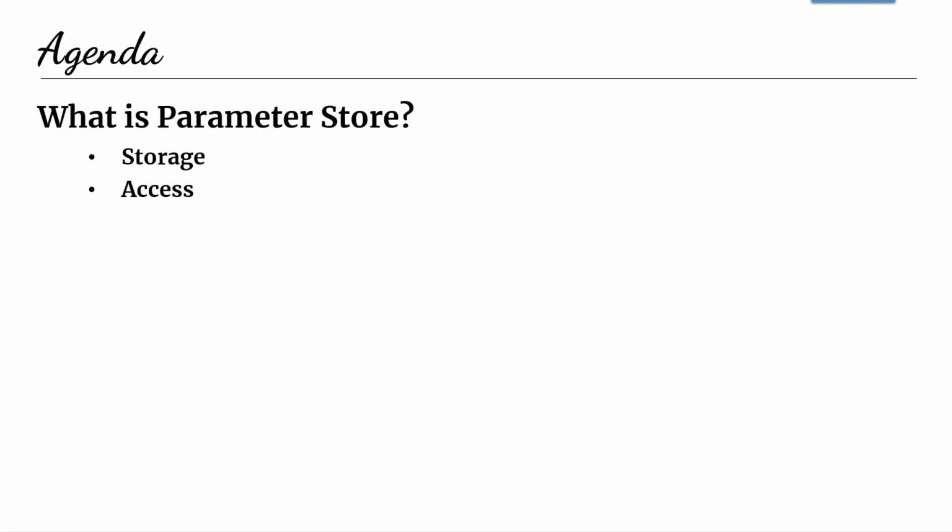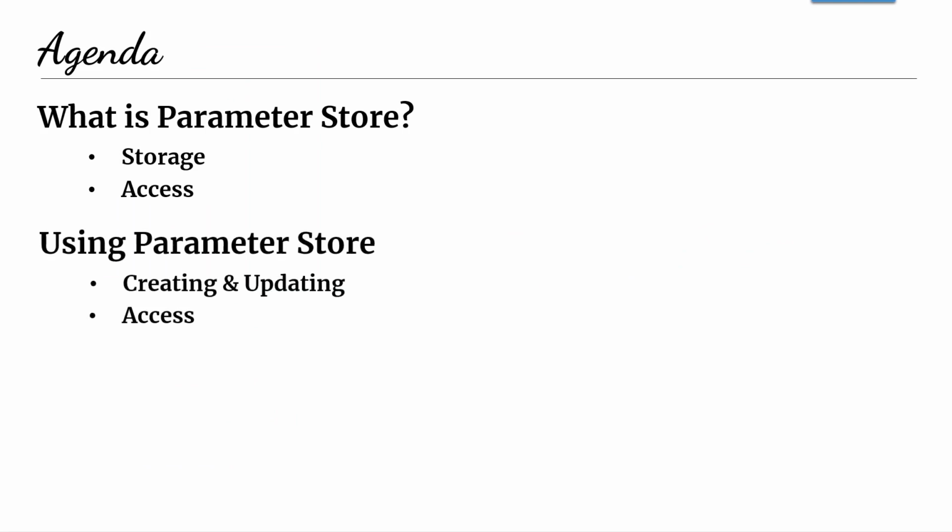So in terms of the agenda for today's video, first we're going to talk about what is Parameter Store. We're going to talk about both storage and access. Then we're going to go into what it's like to use Parameter Store. We're going to talk about creating, updating, and accessing Parameter Store using the APIs. And I'll also talk a little bit about how Parameter Store compares to other AWS services that handle configuration management, like AWS AppConfig. And then once we're done that, I'm going to take you into the AWS console, and we're going to do a brief demo of creating a parameter and then accessing it using one of the APIs. So that is the agenda for today's video. So let's get into it.